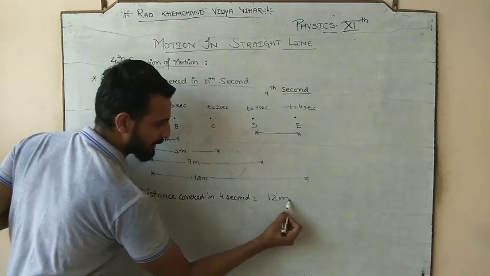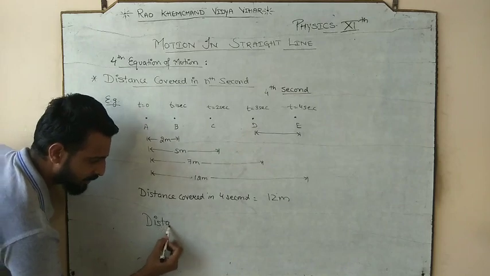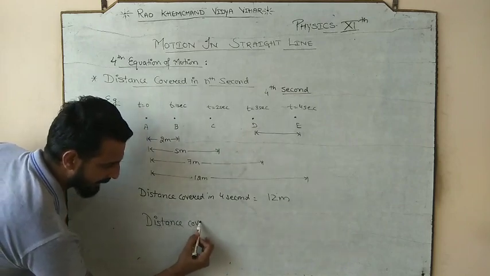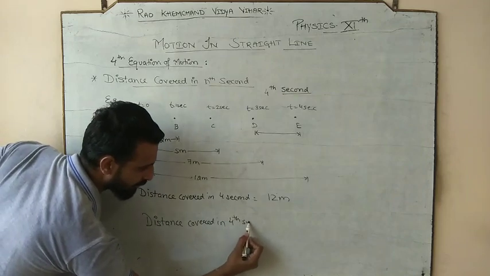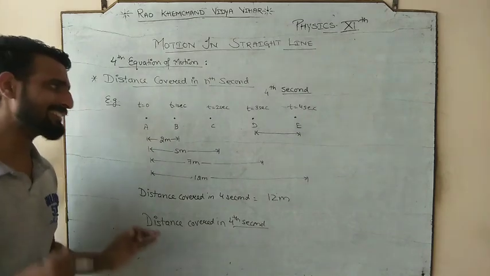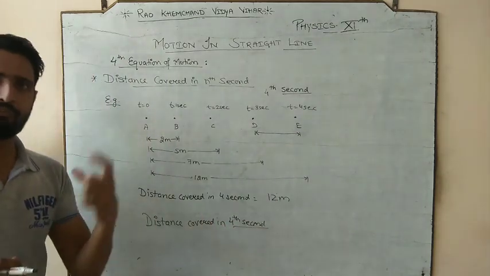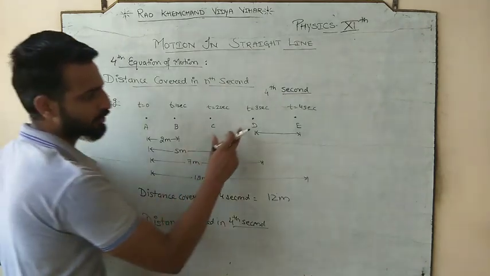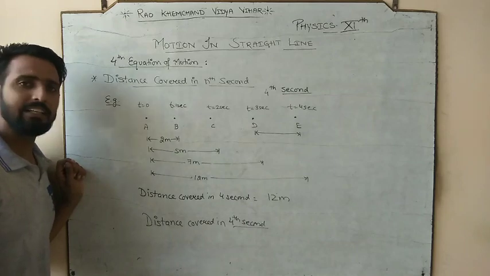It is 12 meter. But in the second statement, if I ask you distance covered in the 4th second, it means he is asking only the distance covered in the 4th second. केवल 4th second में कितना हुआ? And that 4th second is from D to E. And what is the distance covered in D to E?